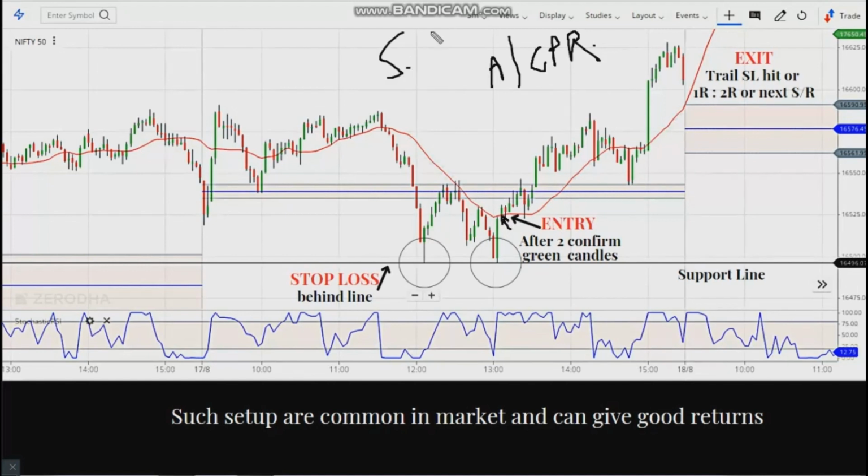We are working with a strict stop loss, and we already know our trading plan, so it is absolutely fine. We are following our rules. We can enter this. Such trades are very common in the market. I told you about the double bottom and double top strategy. They're very common in the market and give good returns.